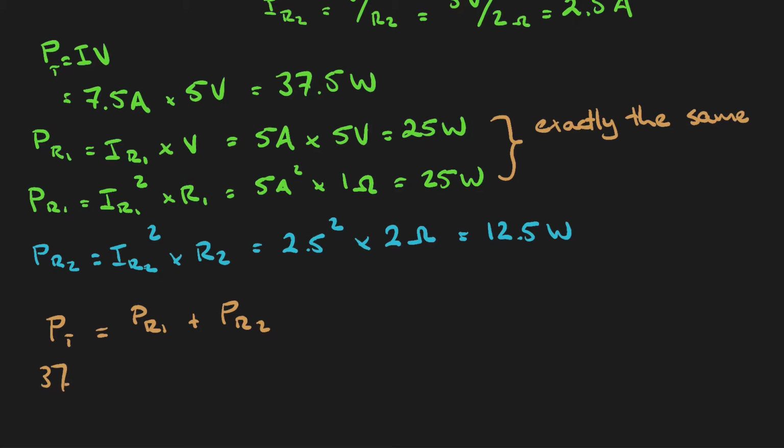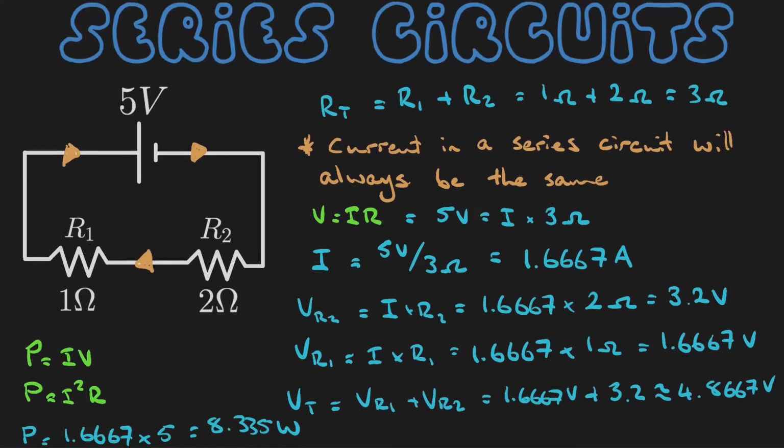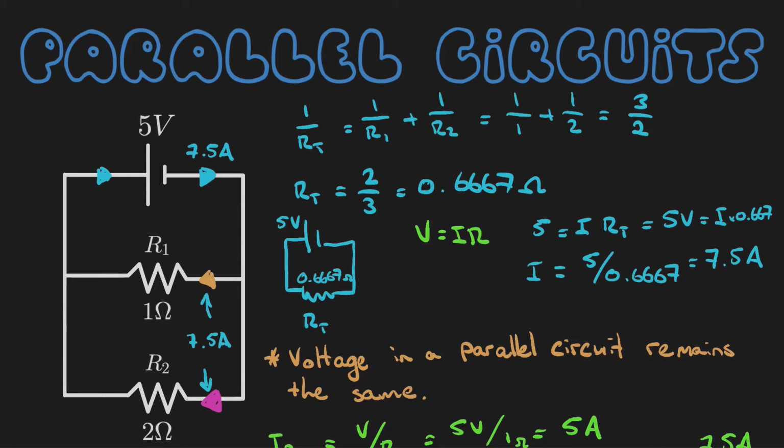So 37.5 watts should equal 25 watts, which is our PR1, plus our PR2, which is 12.5. And that is true. 37.5 watts does in fact equal 37.5 watts. How cool is that? So now you've worked out series circuits. You've also worked out a parallel circuit.